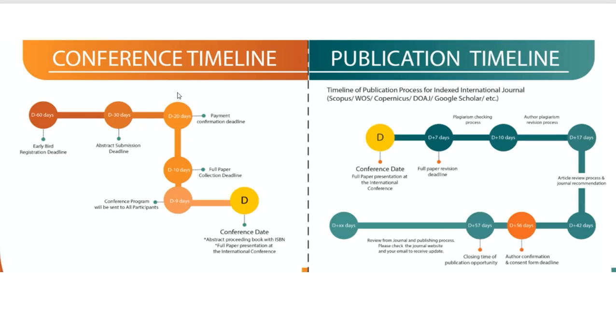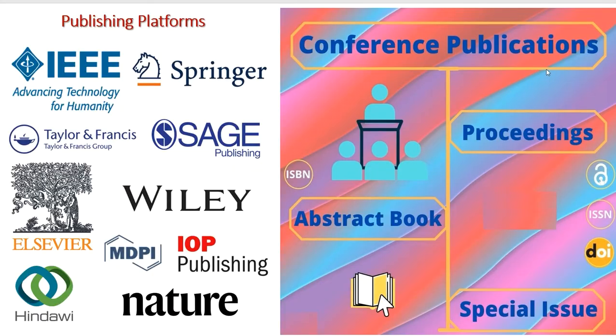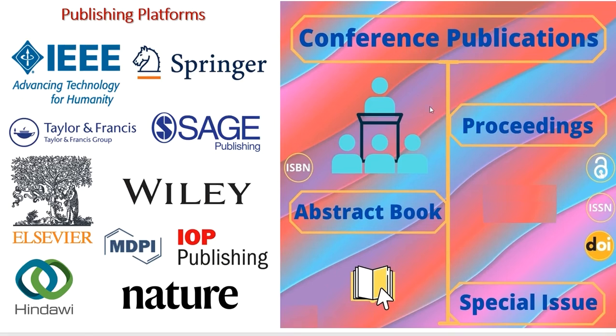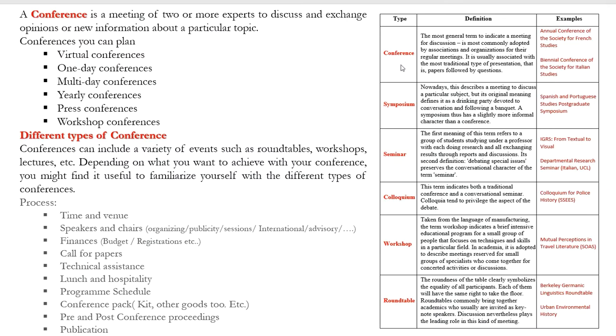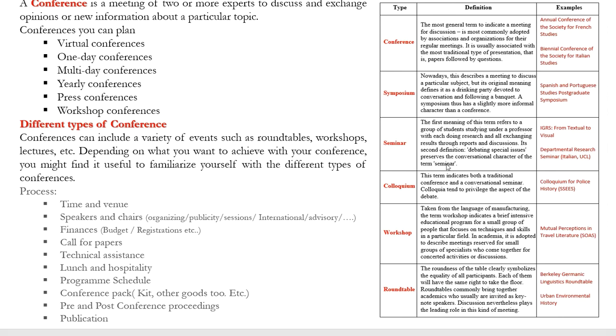Here is the outline of the entire video: the conference timeline, the publication timeline, publication platforms, and how the conference publication approach works, including the conference timeline from submission until the paper is published online. Then what the difference is between conference types, how many types there are, what the significant factors are, and generally how many types of conferences there are.